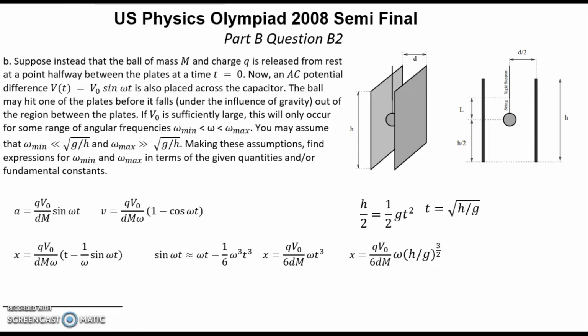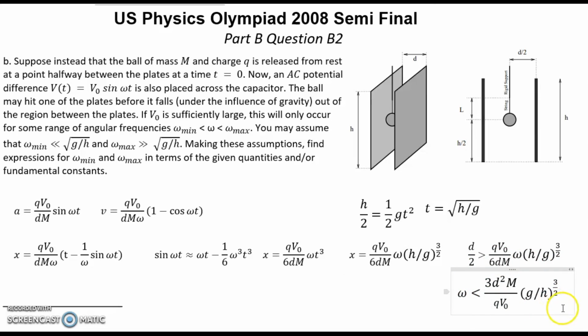But if we don't want to hit this plate, x must be less than d over 2. It means that we have this inequality, and finally we can find that omega must be less than omega minimum, which is this one. So we found that if omega is less than this expression, which we can call omega minimum, we will not hit this plate. So that's the answer for question B.